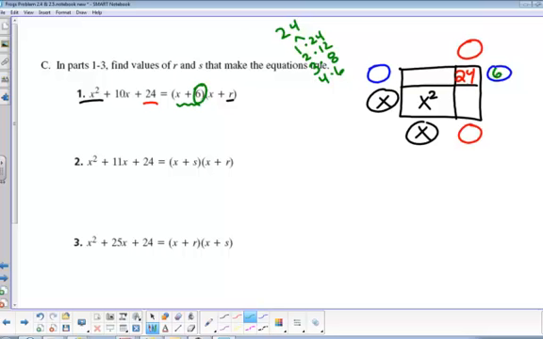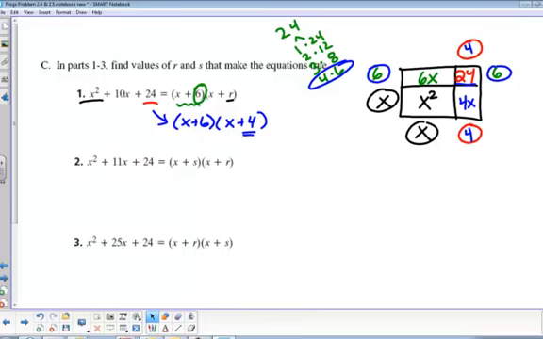Doesn't matter if it's in the blue or the red. This now tells me that this is 6x. So since the one is 6, this would have to be 4, because 6 times 4 is what gives 24, which means this box is 4x. So this factors into x plus 6, which we already have, x plus 4. Our r value is 4.